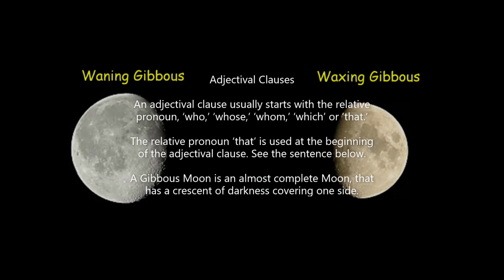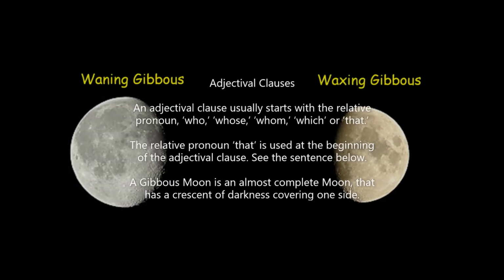And I'm going to be using the topic on the waning gibbous and the waxing gibbous. So I'm basically using the same sentences that I used from the previous video to demonstrate how an adjectival clause works. So, an adjectival clause usually starts with the relative pronoun who, whose, whom, which, or that. The relative pronoun that is used at the beginning of an adjectival clause.